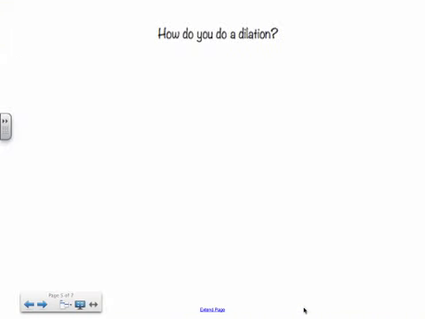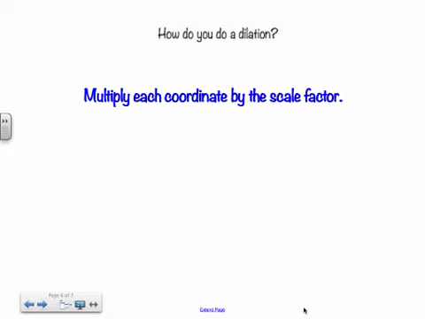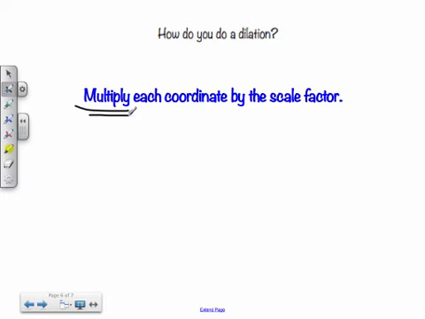So let's go ahead and fill in where it asks you how do you do a dilation, exactly what we said. You multiply each coordinate by the scale factor. And this right here is key. The fact that you are multiplying is extremely, extremely important. Okay? Again, press pause if you need to write this down.